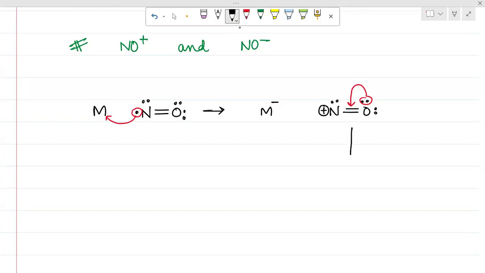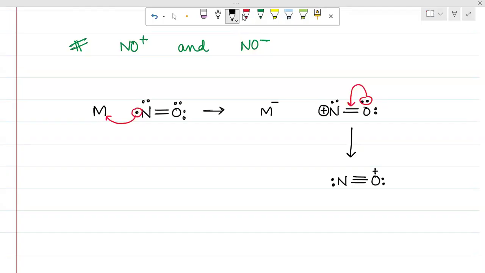Now, what will happen? After this, there is a positive charge over here. Electron transfer happens. As a result, it becomes N triple bond O. This positive charge is now neutralized. 2 lone pairs already present. 1 lone pair of the oxygen is gone to make the triple bond. So this becomes positive like this. This is the NO ligand with a triple bond.